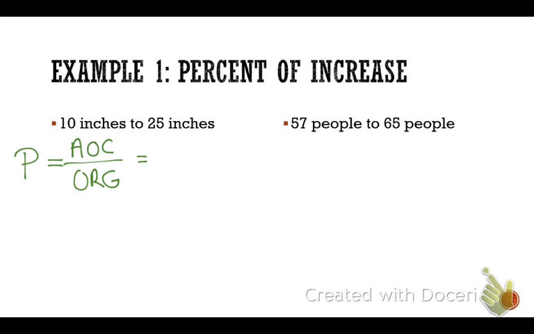So what is the amount of change between the two values? Again, it's not negative or positive. It's just what is the amount of change between the two? 15. What is it, guys? It's 15. So 15 would go in my numerator divided by the original amount. What's the original amount? 10. Okay. Now I must change this to a decimal. 15 divided by 10.